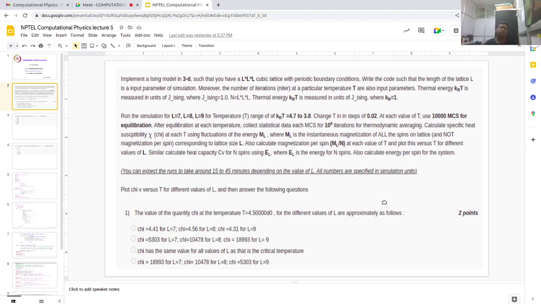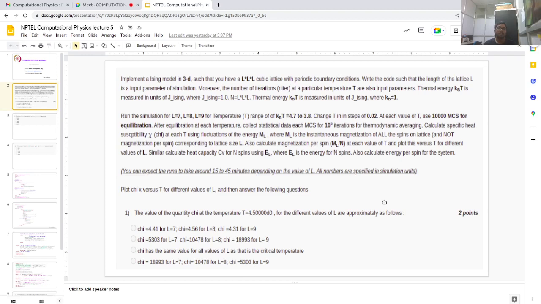Unfortunately my plotting software is not working properly right now, so I could not make the plots for this class. Instead I will just try to solve the problems given here. So let's read the question first.